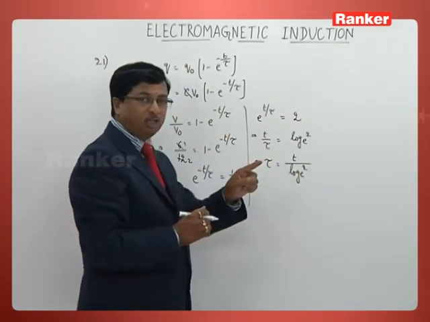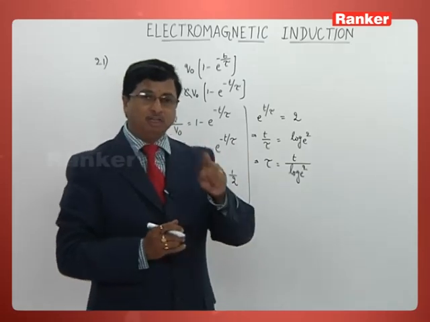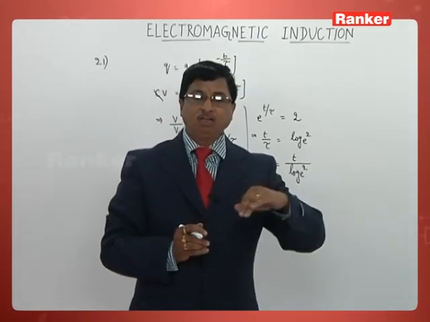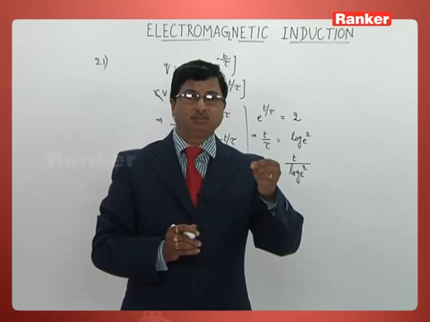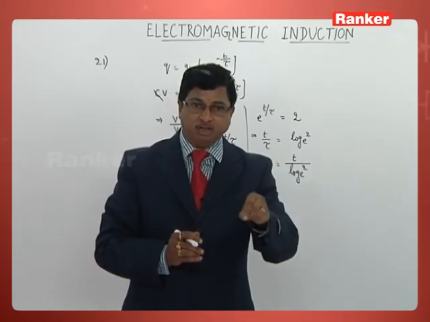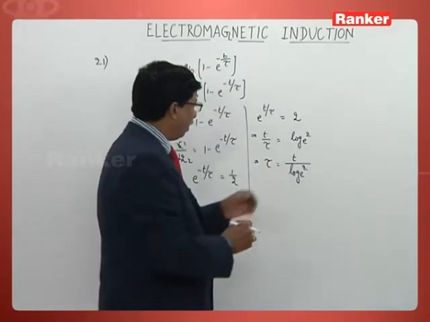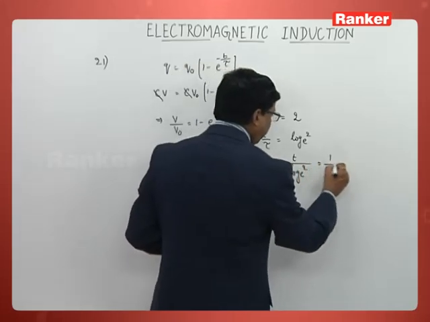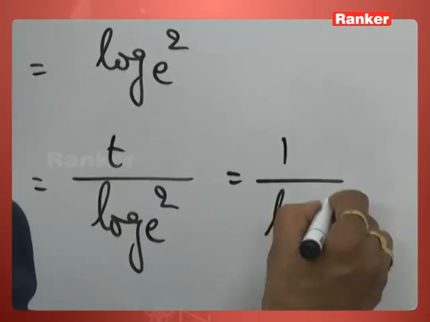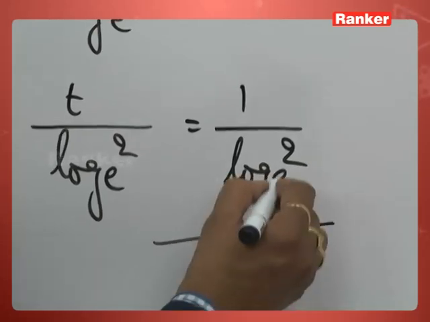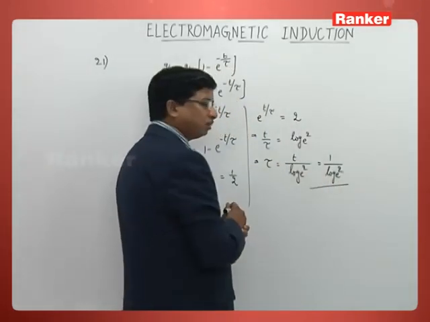And what is the value of T given? You look at the problem. After 1 second, closing the switch, after 1 second is talked about. So T must be 1. So it is 1 by log of 2 to the base e. That actually is the concept.